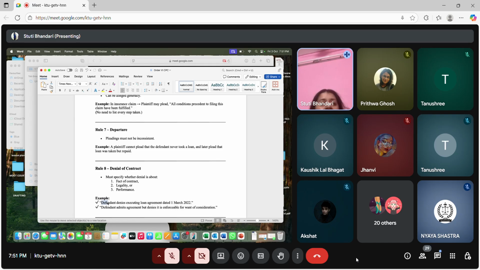In the second he is saying, yes, we signed it, but he did not give me consideration, that is why it is not enforceable. So you have to write clearly what you are saying. Whatever your relief is, you should be very particular about what you are denying. Either you are denying the existence of the loan agreement or you are denying the enforceability.